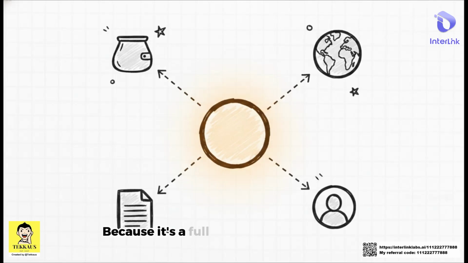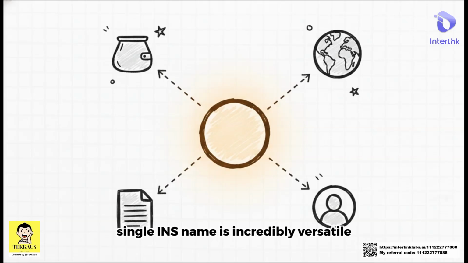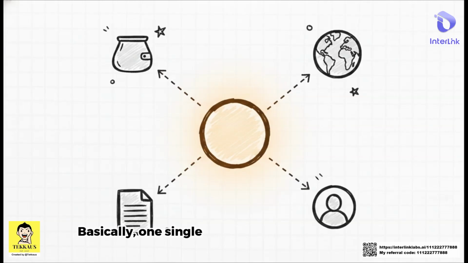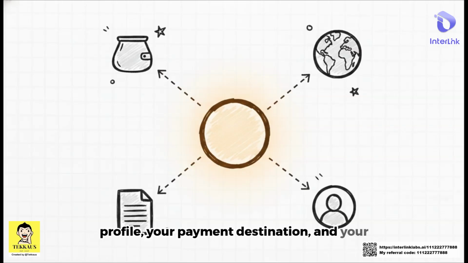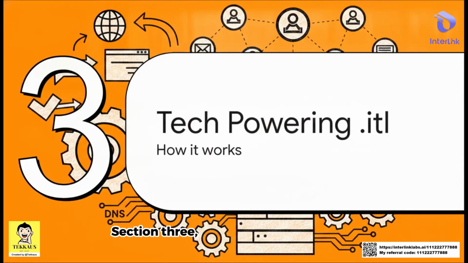Because it's a full on-chain identity layer, a single INS name is incredibly versatile. It can point to your wallet addresses, decentralized websites, files, social profiles, and even email metadata. Basically, one single name acts as your cross-chain profile, your payment destination, and your overarching brand handle, all at the exact same time. It's not just a label, guys, it's literally an anchor for your entire digital presence. Section 3, the tech powering the .itl.